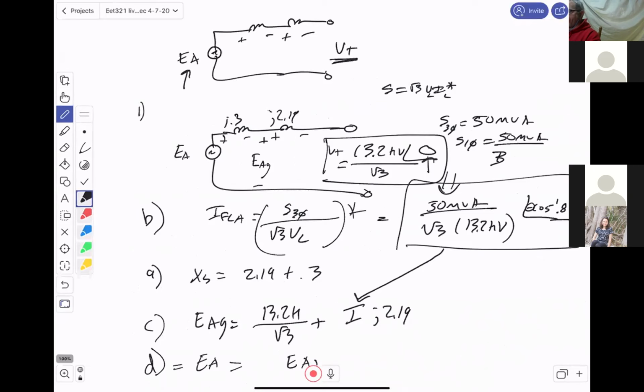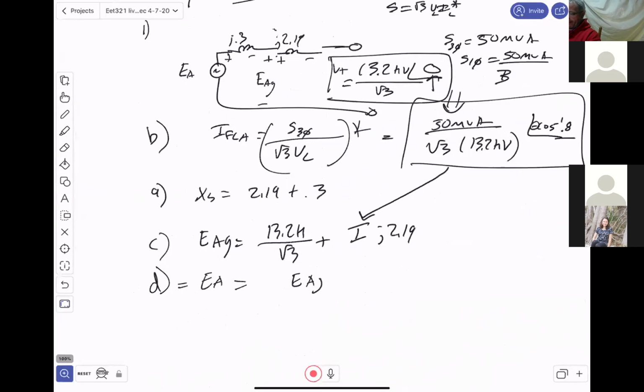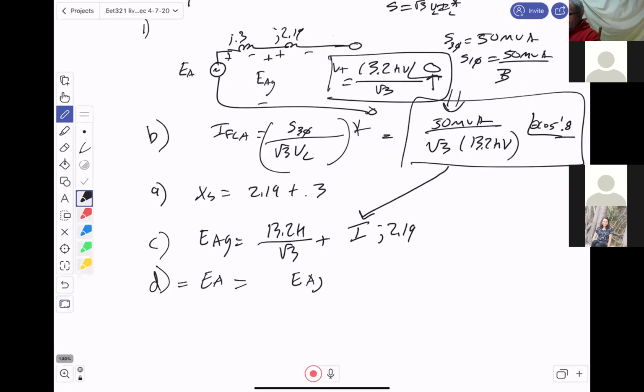Okay, so it's going to be between, I understand. Yep, but never mind, I'm good. Okay. Thank you. Yep, sure. So it's E air gap plus my voltage drop I times J.3.